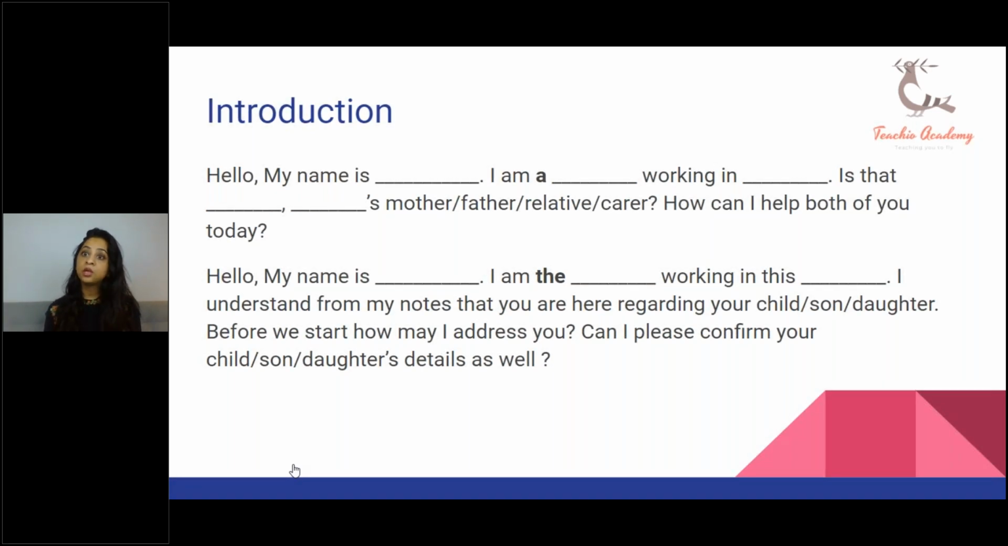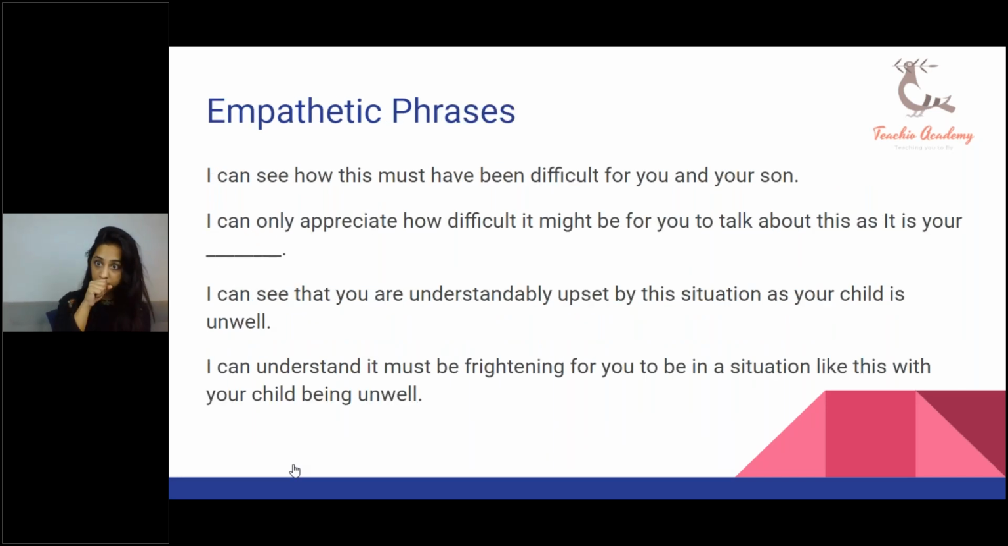If this is someone who's new to you, before we start, how may I address you? Can I please confirm your child's, son's, daughter's details as well? Then empathetic phrases also can be modified if you're dealing with a relative rather than the patient himself. You can write things like, I can see how this might be difficult for you and your son. Okay, so you sort of include both of them. I can only appreciate how difficult it might be for you to talk about this as this is your son. So just see how we've modified our empathetic phrases to suit our situation.